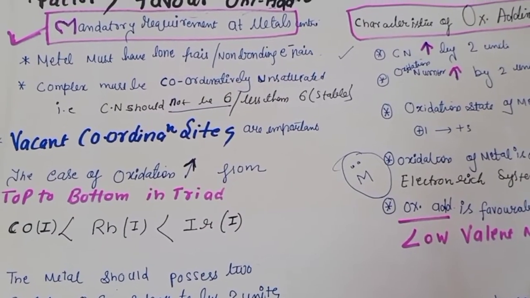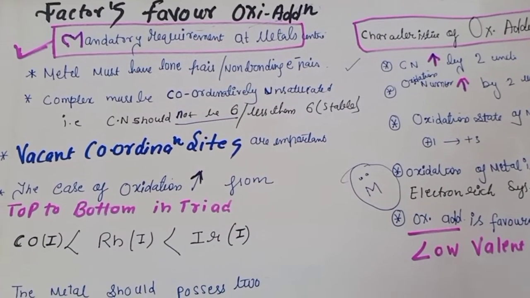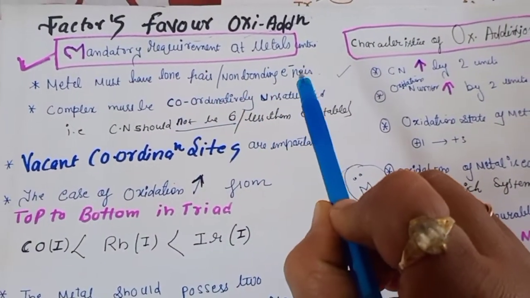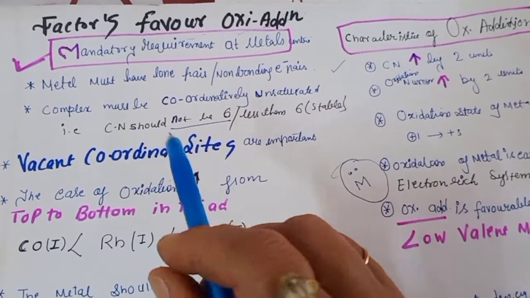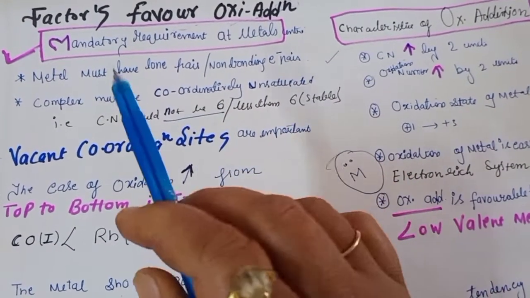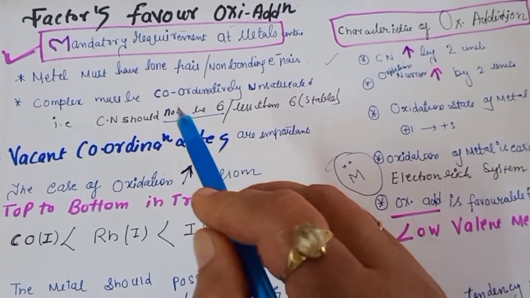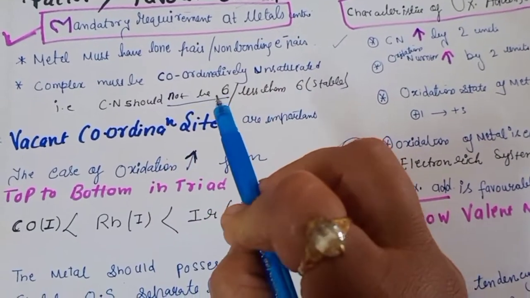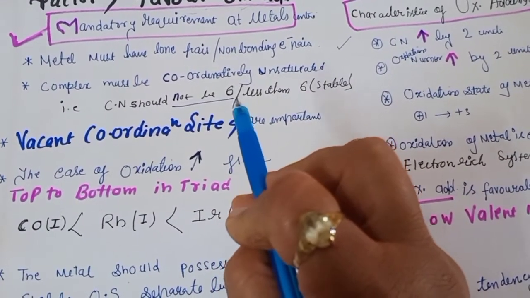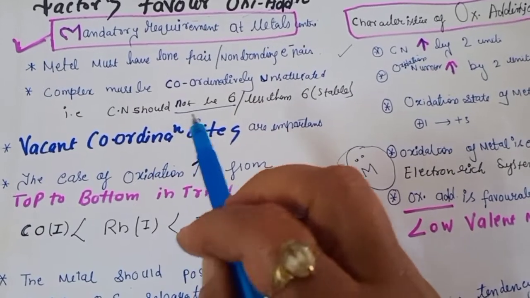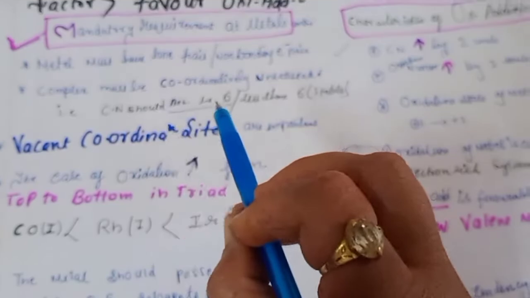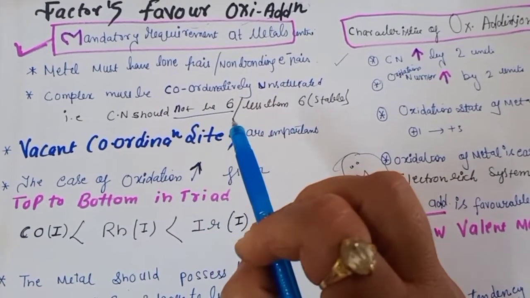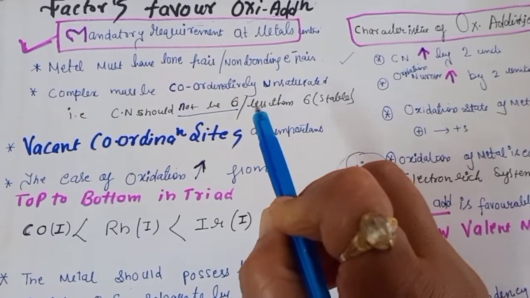Now let us see what are the main factors which favor the oxidative addition reactions. The metal must have a lone pair of electrons or non-bonding electron pairs, and the complex must be coordinatively unsaturated, meaning some vacant coordination sites should be there. The coordination number should be less than 6, because if it is 6, then where will the other ligands come? Whenever the coordination number is 6, the complex is more stable. So the coordination number should not be 6, it should be less than 6.